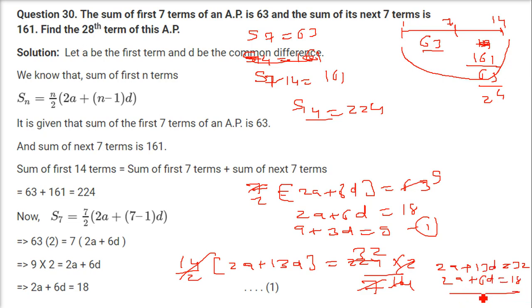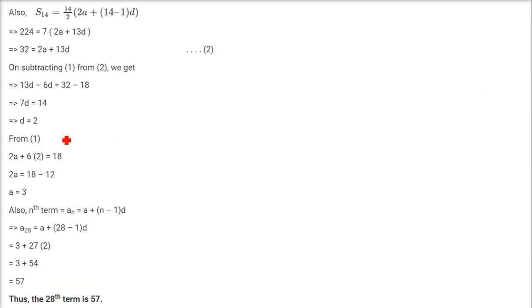Now subtract it. So 13 minus 6 is 7d, and 32 minus 18 is 14. So 7d equals 14, and d becomes 14 by 7, that is 2. So d is 2, and you can put it in any of the equations, and you get a equal to 3.